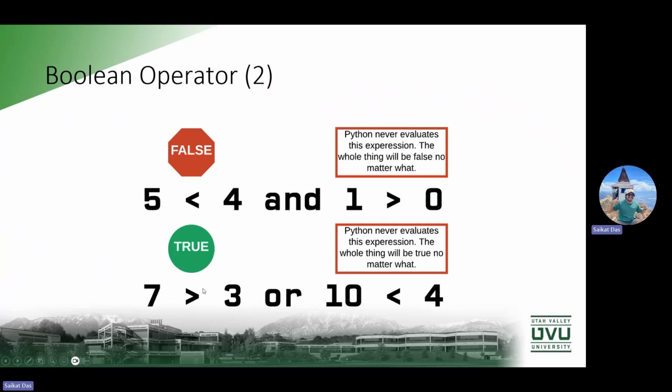7 is greater than 3, true. 10 is less than 4, false. So true or false is true. In the OR operator, if any of them is true, it returns true. This is how it works.